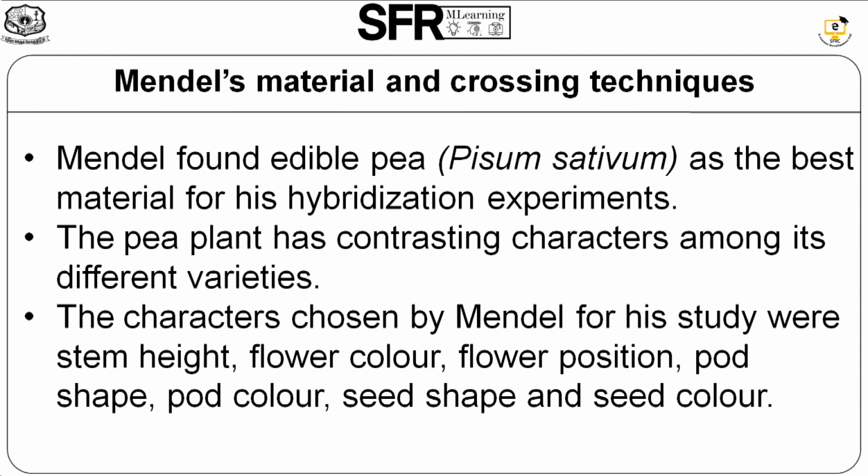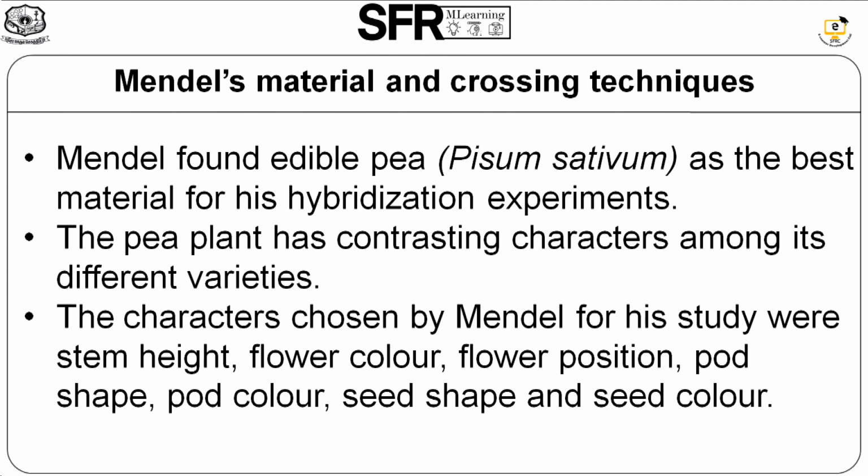So, considering all these considerations, Mendel chose pea plant, edible pea plant, which is Pisum sativum. He took this pea plant for his experimental study. So, pea plant fulfills all the considerations which Mendel has stated. So, since it fulfilled all the criteria, Mendel chose this plant for his further studies.